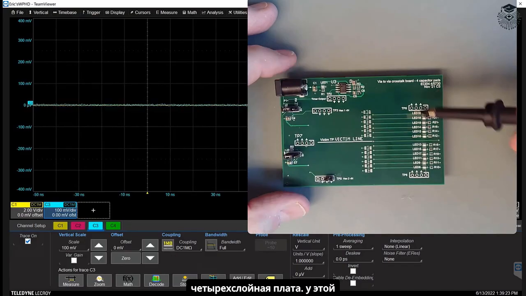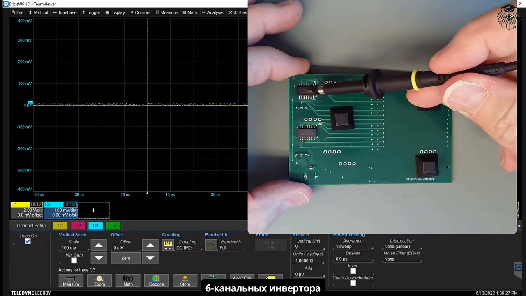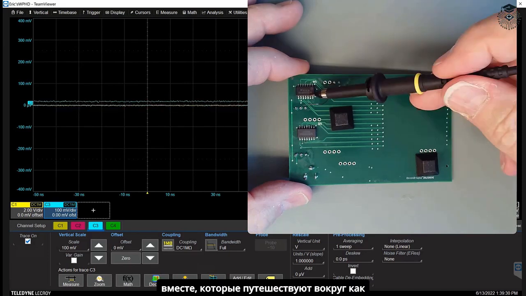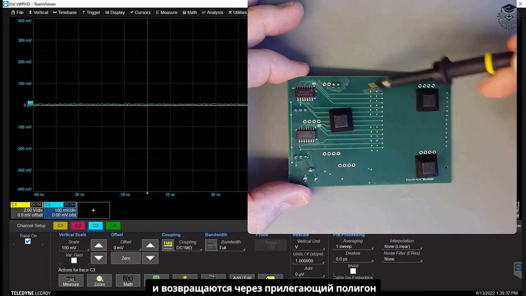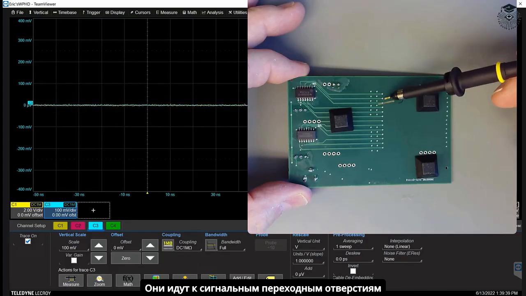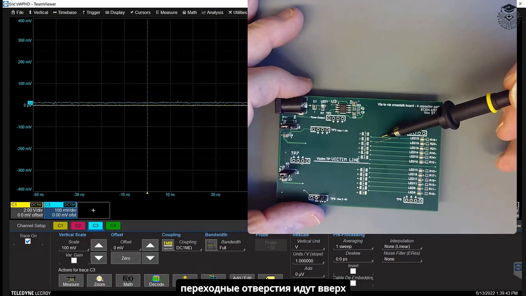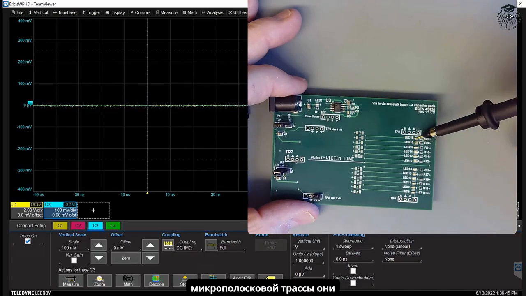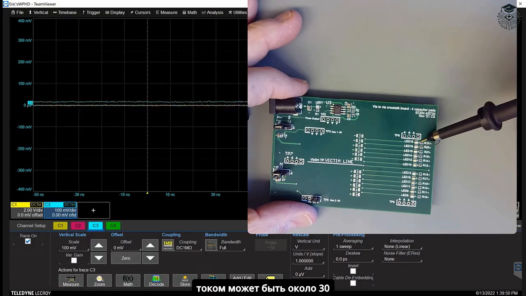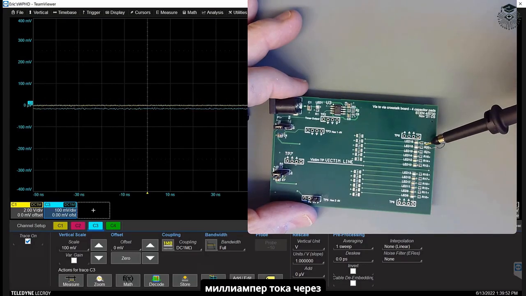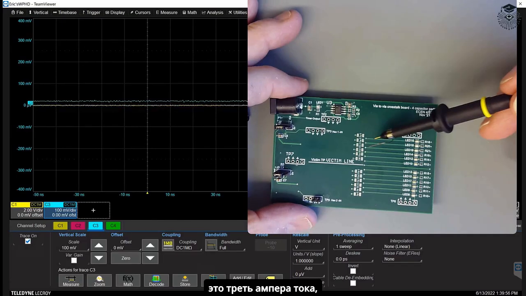Here's our last example. This is a 4-layer board. This particular board, on the bottom side, we have the 2 hex inverters. So there's 12 I/Os altogether that are traveling around as microstrip. Signal and return is the adjacent plane. They go over to the signal vias. You've got 12 signal vias over here. On the other side of the board, those signal vias come up top microstrip trace. They go to LED, to resistor, and then to ground. And so we drive current, maybe about 30 milliamps of current through each of these.